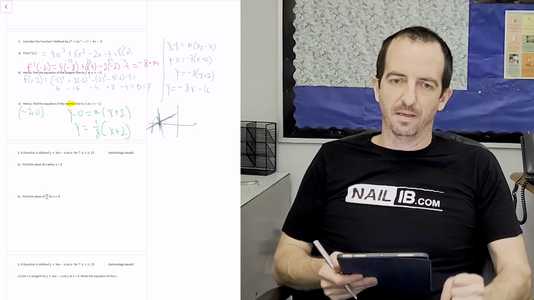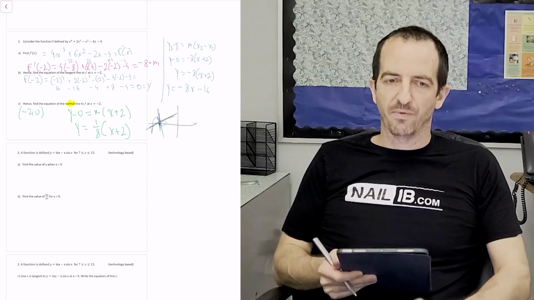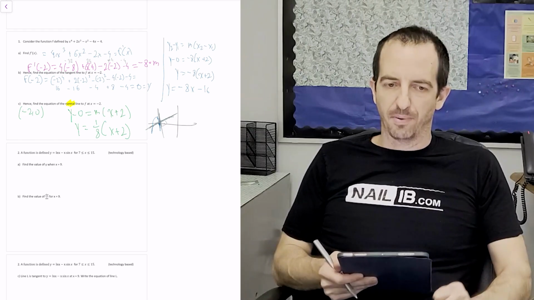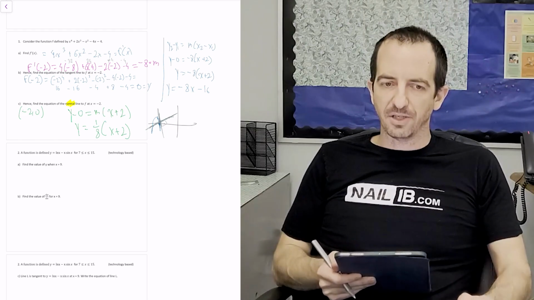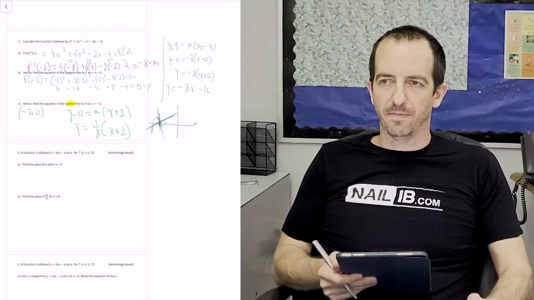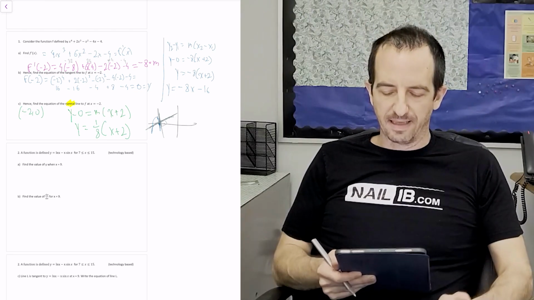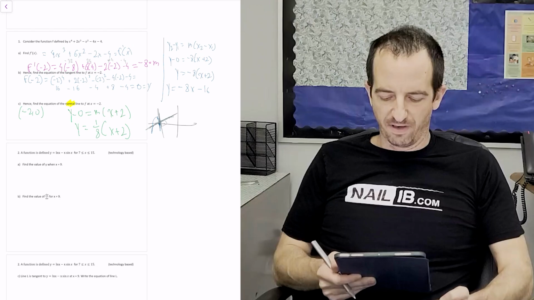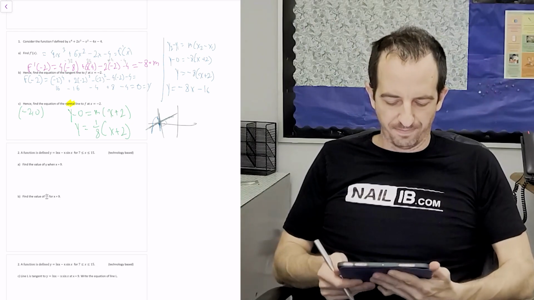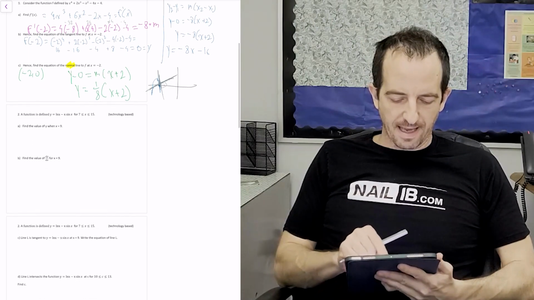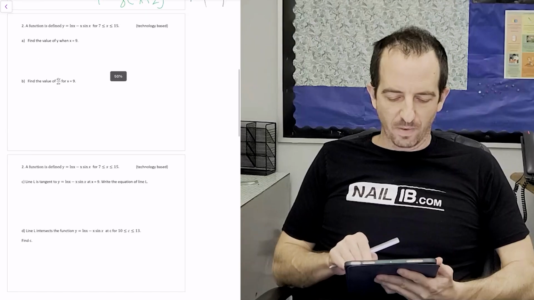You take the derivative, you get the slope at that particular point, you find the value of the x and y at that particular point, and then if you're looking for the tangent line, you're using the slope at that particular point. If you're looking for the normal line, which is the perpendicular line, then you're going to be taking the negative reciprocal of your tangent line slope. Now let's take a look at a technology-based question.